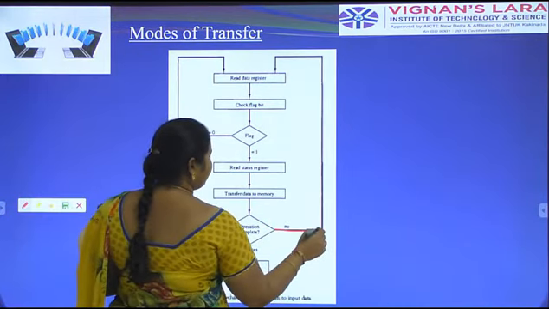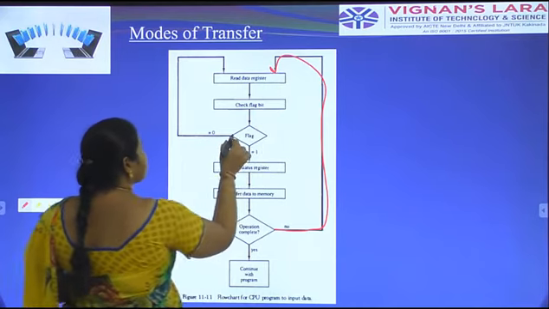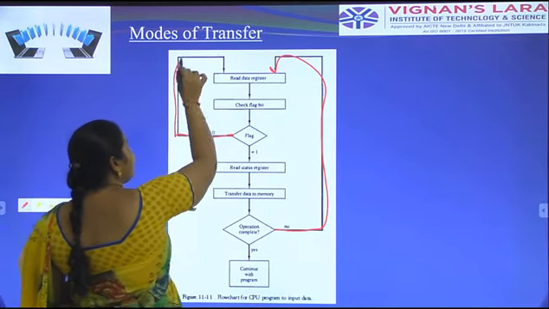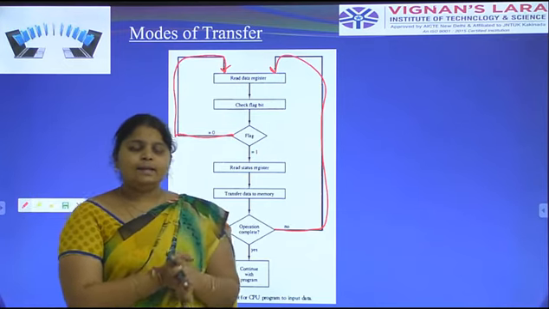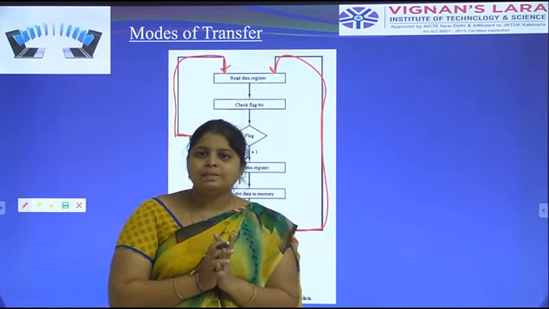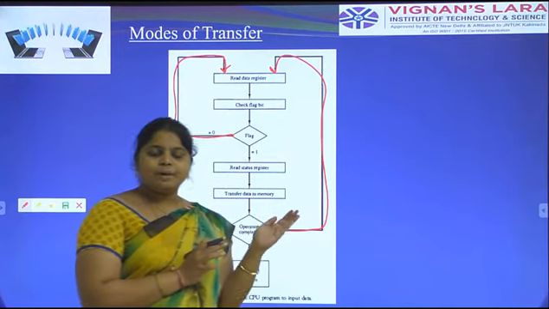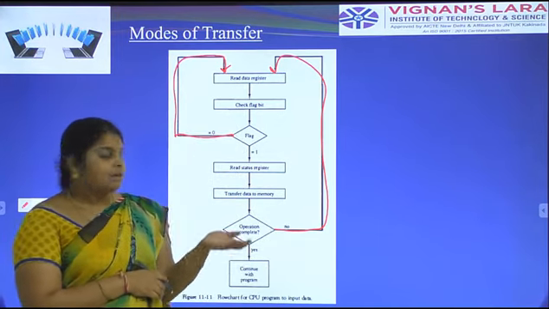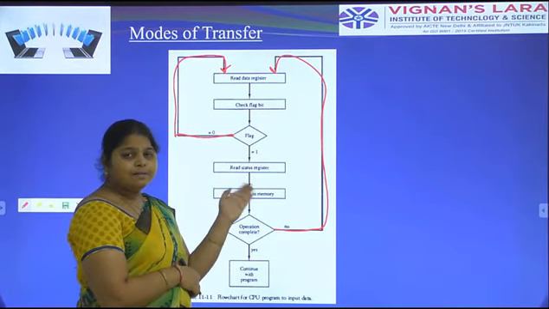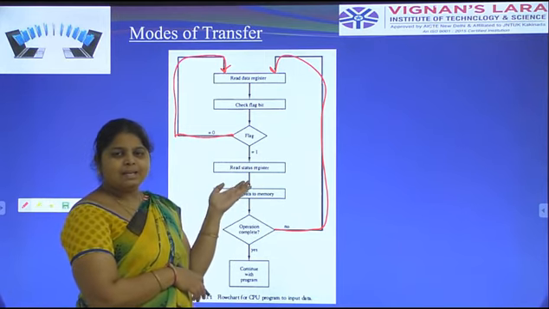No means the loop will be repeated again. Here also the flag bit will be 0, so it will also be repeated. Here in programmed IO, the problem occurs while the information passes from IO devices to memory with the help of the flag bit. The loop will be repeated and the time is wasted.